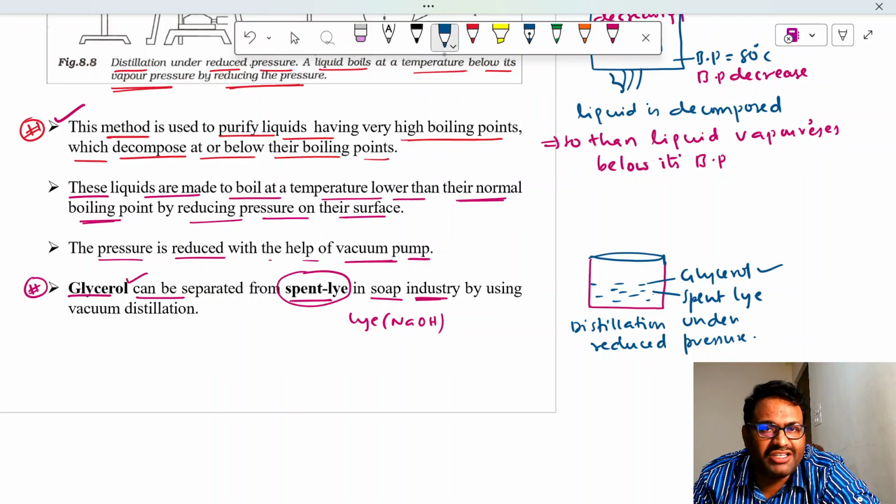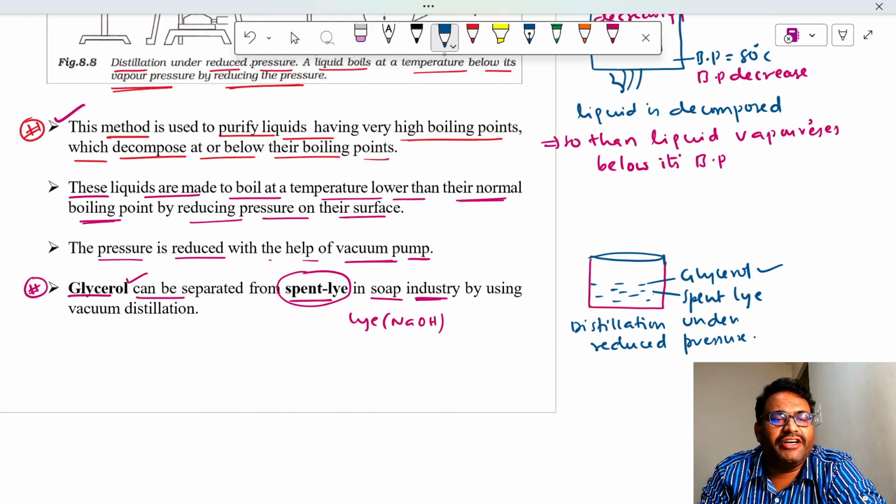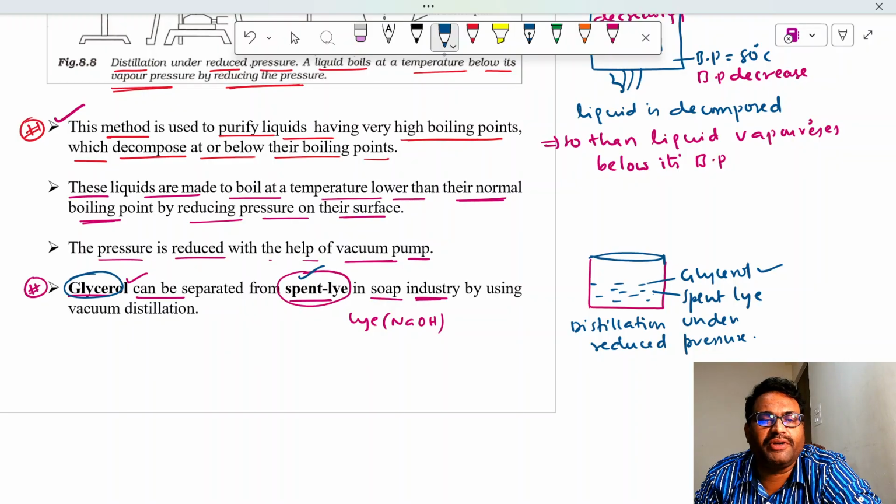Anyway, you know what is meant by distillation already. We have discussed simple distillation, fractional distillation, heating, vaporizing. Especially here, distillation under reduced pressure, which is also called vacuum distillation, is used to prevent the decomposition of that substance, because some substances decompose when they are heated up to their boiling point. Understood? This point is very much important. Glycerol can be separated from spent lye in the soap industry by using vacuum distillation.